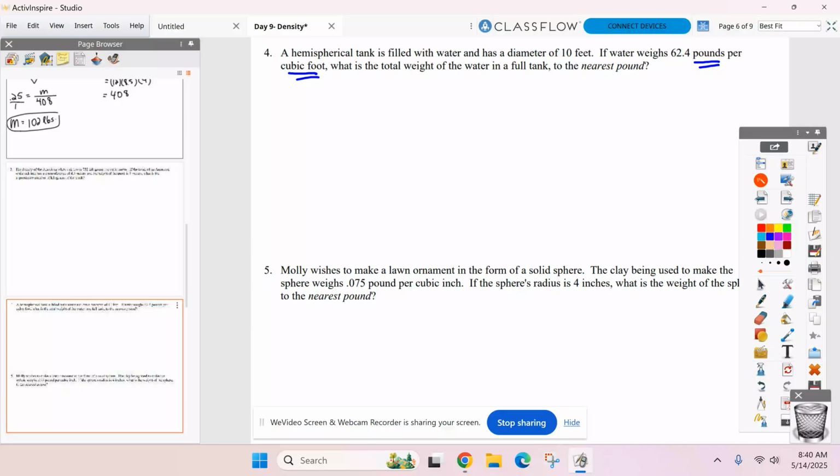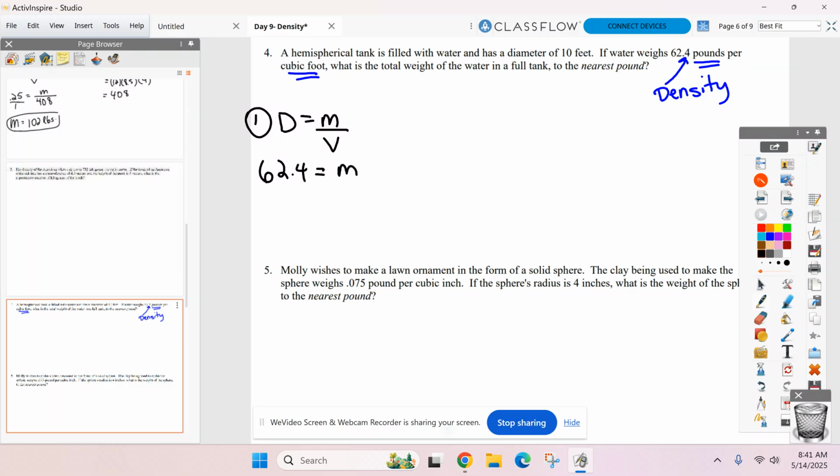The word's not there, but we got to recognize I am now giving you the 62.4. That's the density of the water. I got to recognize the labels with it. I'm providing you the density. What's the weight of the water? So again, what is the mass? So I'll start with the density formula again. Substitute in 62.4 for the density. What's the mass of this tank? Now you got to find the volume again.